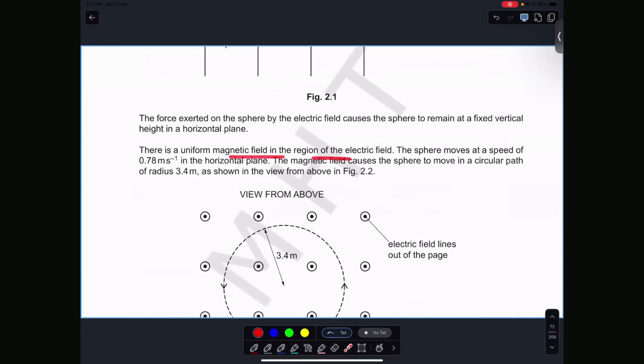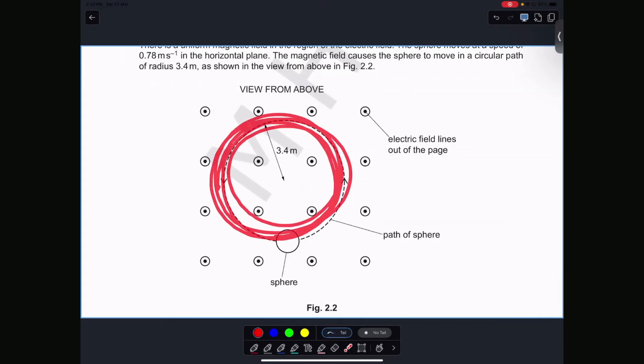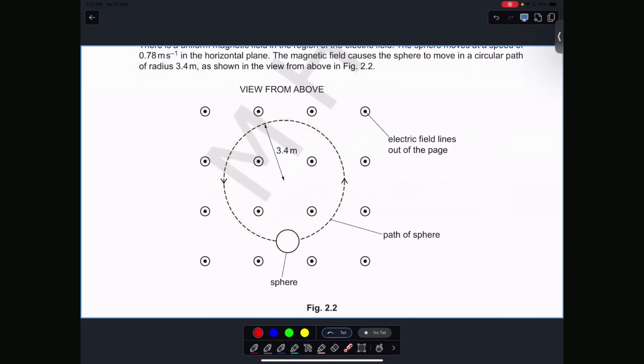There's a uniform magnetic field in the region of the electric field. The sphere moves at a speed of 0.75 in the horizontal plane. So you're looking at the top view here. The particle maintains the same height, but it is moving in a circle. Do you understand?